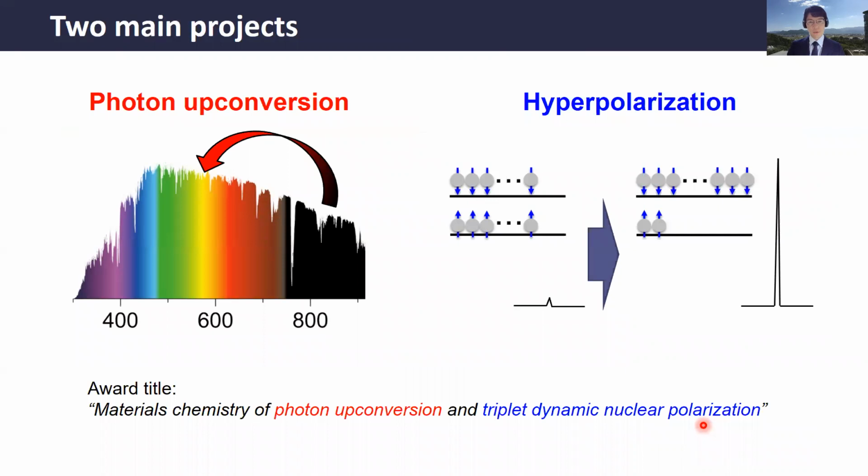Among the functions of the triplet state, we are currently focusing on two functions. One is photon upconversion, another one is hyperpolarization. Indeed, our title includes both of them: the material chemistry of photon upconversion and triplet dynamic nuclear polarization. However, because of the time limitation, in this talk today, I want to focus on upconversion.